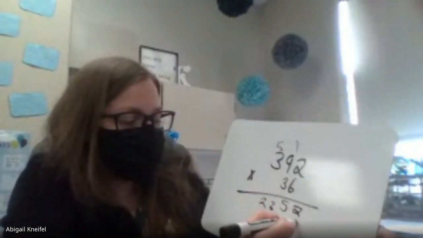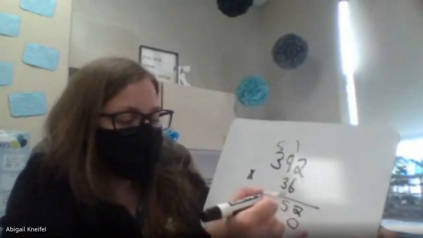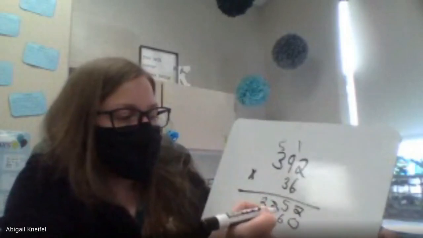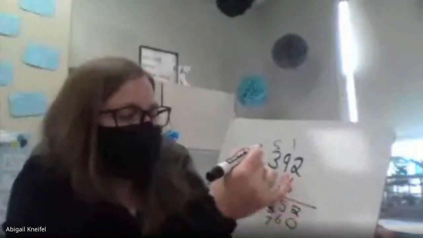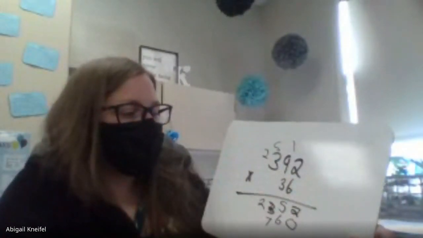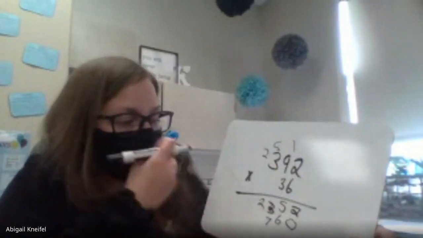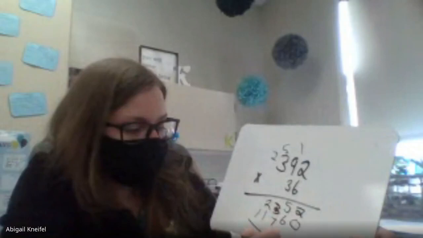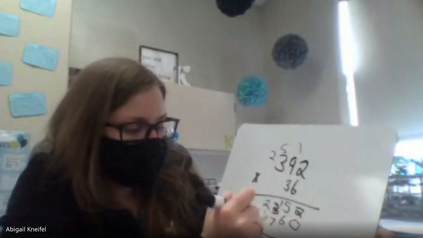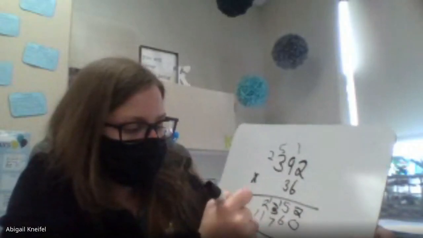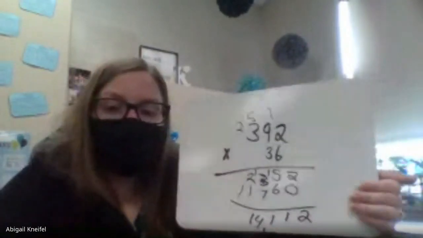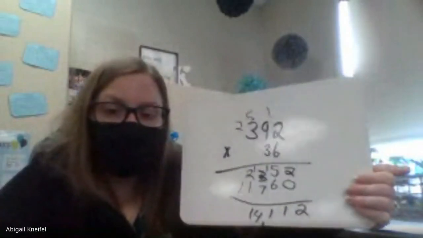Oh, that's a funny looking 3. Drop in my 0. 3 times 2 is 6. 9 times 3 is 27. 3 times 3 is 9. Plus 2 is 11. 14,112 should be your answer.